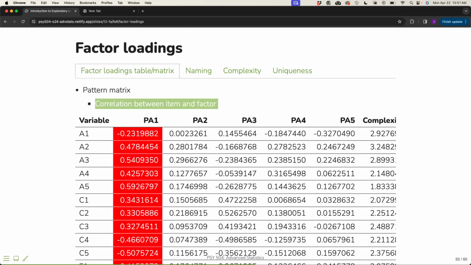That's the important part, because a negatively loaded item means that it could load on that factor highly, but it might be kind of diametrically opposed. I'm thinking of something like an extroversion, introversion type of thing.